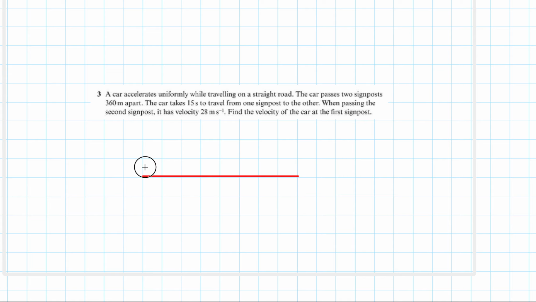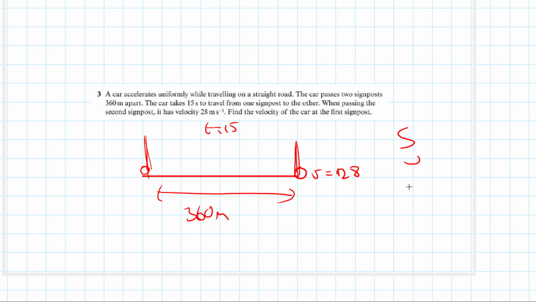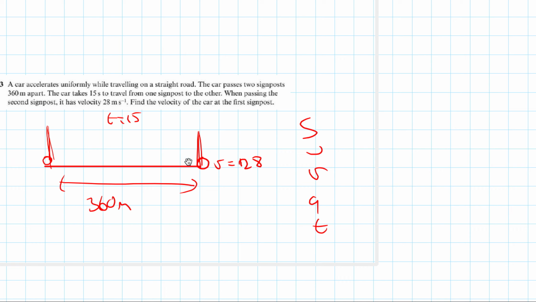So here we have the car, and this is the first signpost, I suppose, is here. And we then know that there's a second signpost. We know that this distance here is 360 meters and t is equal to 15, and we know that the particle, when it travels at this point here, has a v of 28. So again, we write our SUVAT and fill it in directly from the question. Again, drawing it out is an optional part. You don't have to draw it out, but it might help you think about what's happening in the question.